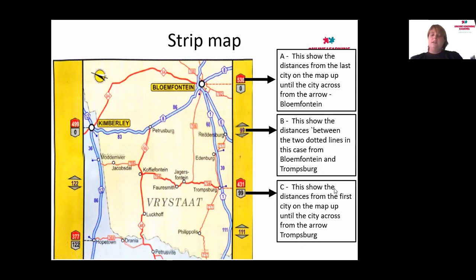And then C, this arrow shows you the distance from the first city on the map up until where you've gone. So let's say your first city, do you see it says 0 there? That means your first city is Bloemfontein. Up until Trompsburg is 99 kilometers. Guys, just remember this is based on your road. It will be on your N1. So if you drive from Bloemfontein on the N1 up until Trompsburg, it will be 99 kilometers.